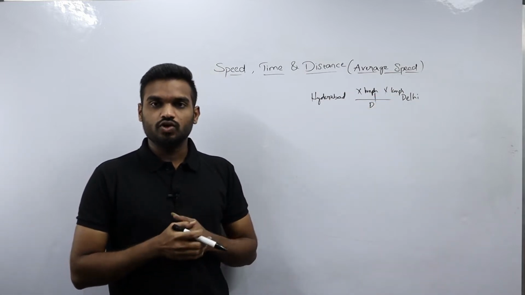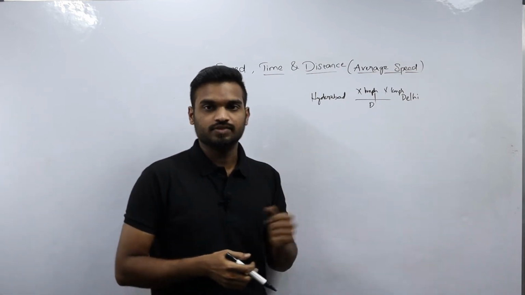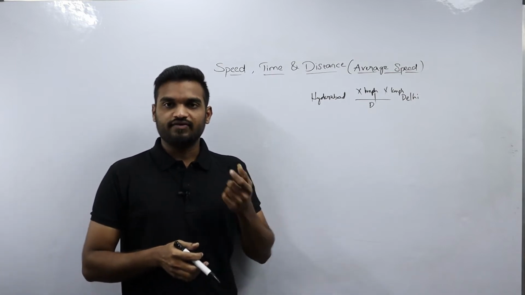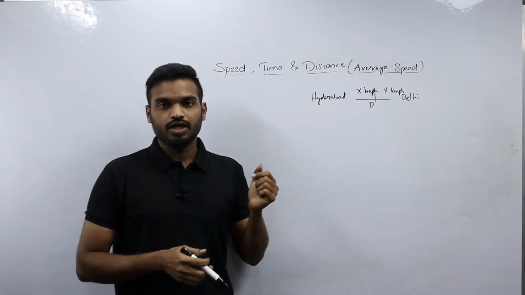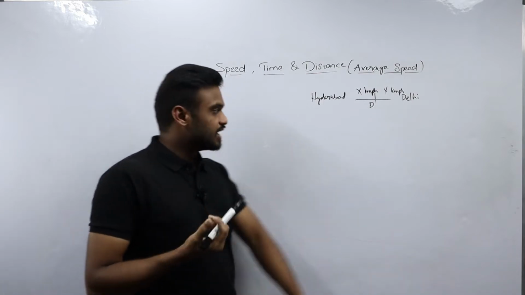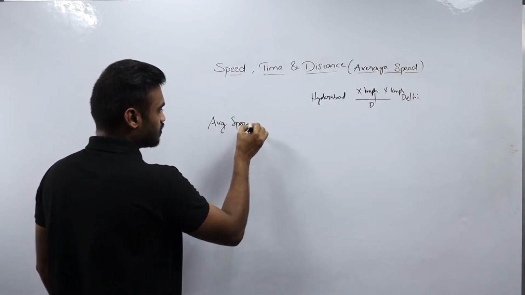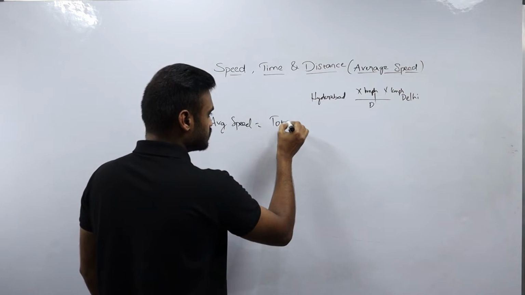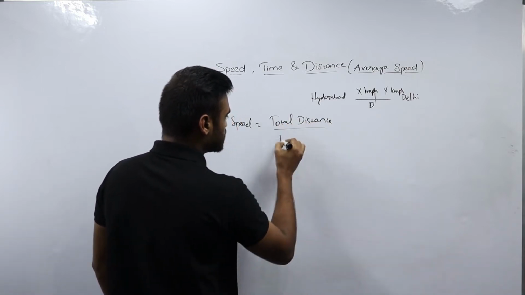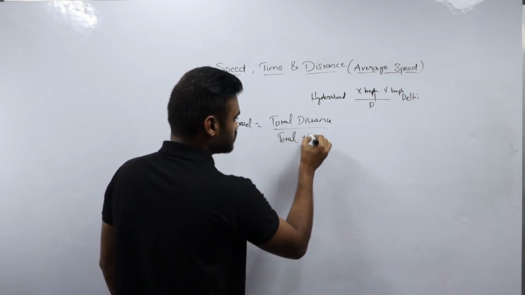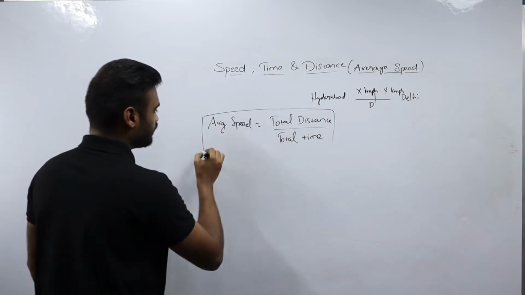Now we need to know the average speed with which I completed this total distance. How to calculate this? By definition, as I have already told you, average speed equals total distance divided by total time taken. This is the basic definition of average speed.